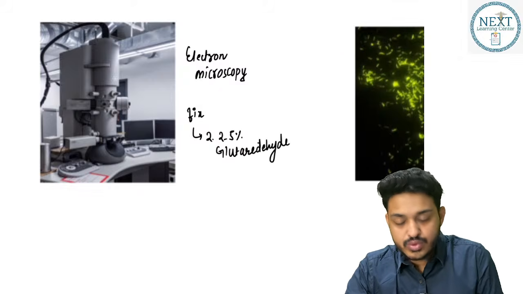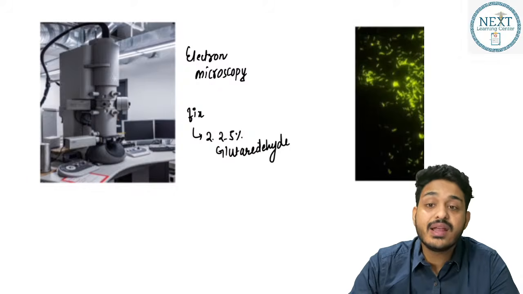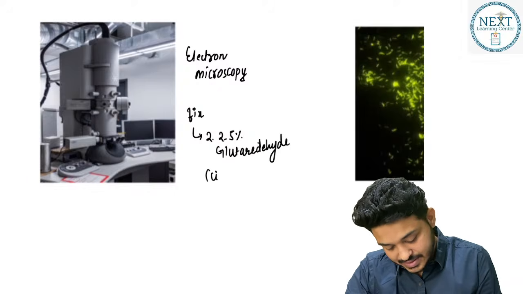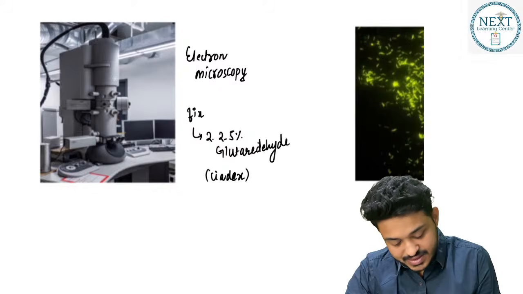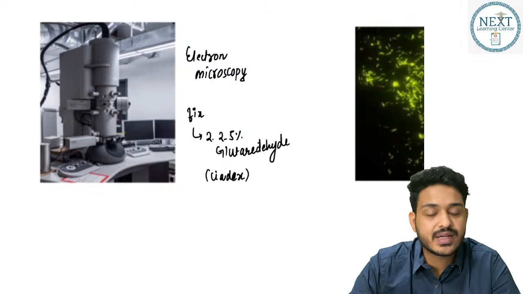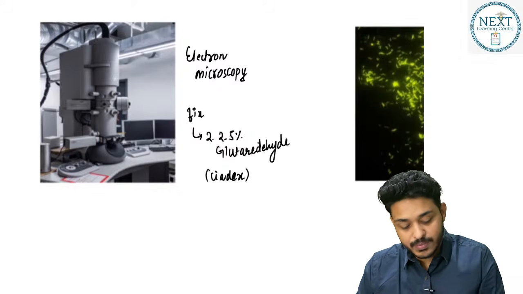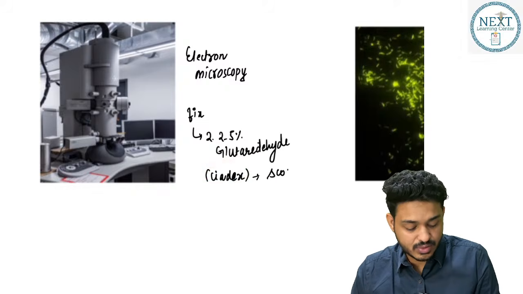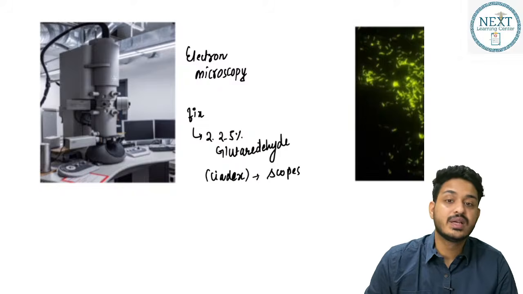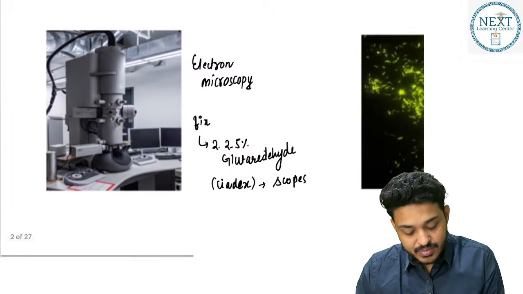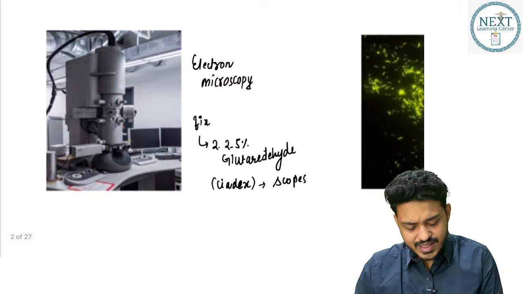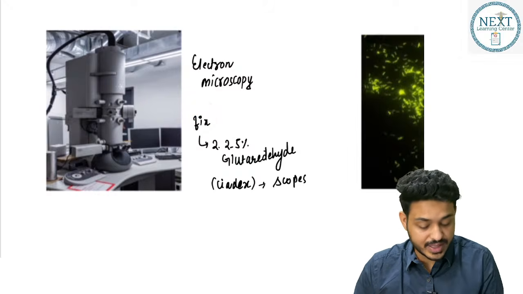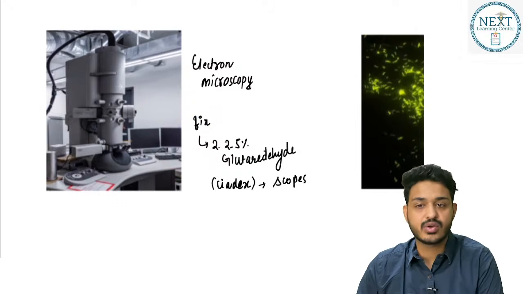With the help of 2 to 2.5% glutaraldehyde, which is also known as Cidex, used as a disinfectant. What is it used for? To sterilize your scopes, the internal scopes that we have. These are sterilized with the help of glutaraldehyde, and this is the same glutaraldehyde which is used as a fixative in electron microscopy.